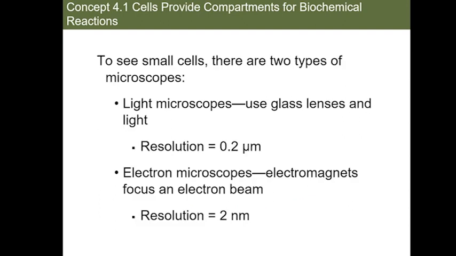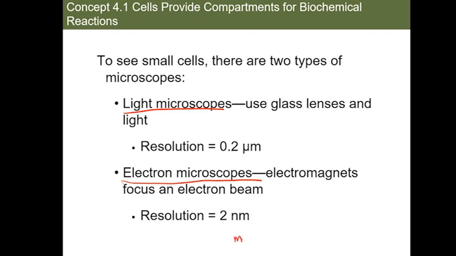To see small cells, there are 2 types of microscopes. There's light microscopes, which use a glass lens and light. The resolution is 0.2 micrometers. Electron microscopes use electromagnets and they focus an electron beam. The resolution is 2 nanometers.